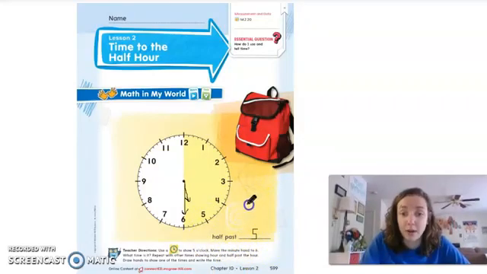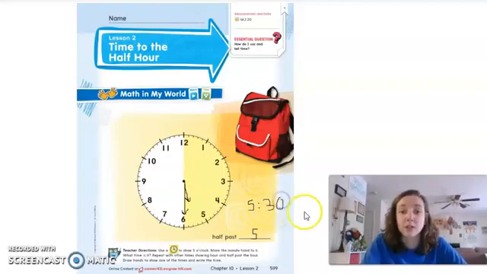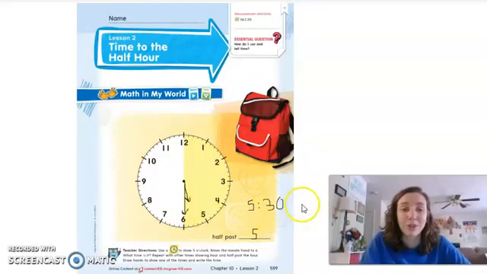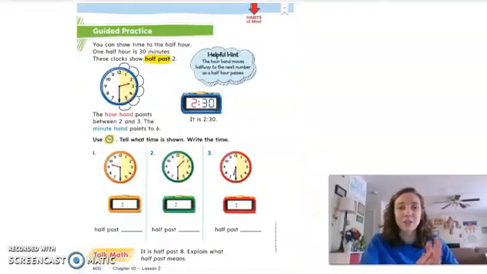Now, if I were going to write it on a digital clock, I'd have my hour, I'd have the 2 dots, and then I'd have that 30 for that 30 minutes of 5:30. So that's what that would look like there. So this is what it looks like on this analog clock, and that's what it would look like on the digital, and you could also say half past 5. All right, let's go ahead and turn our page.